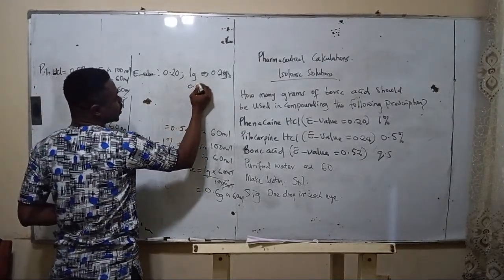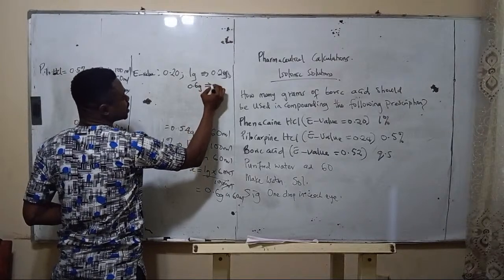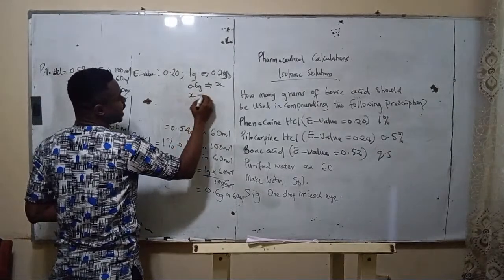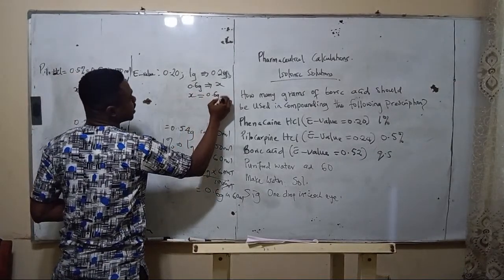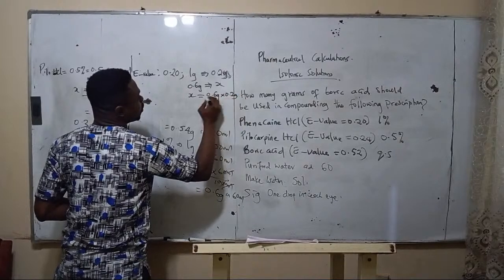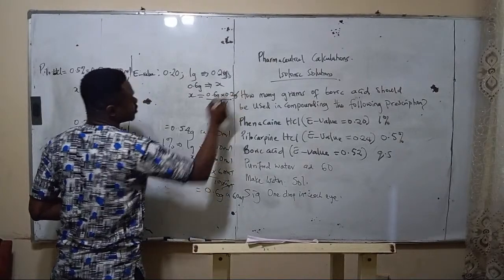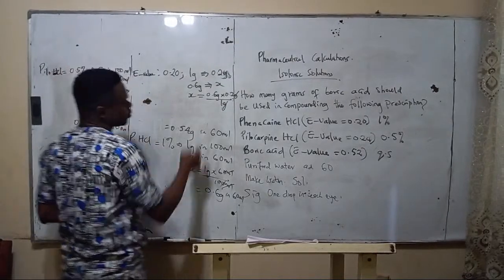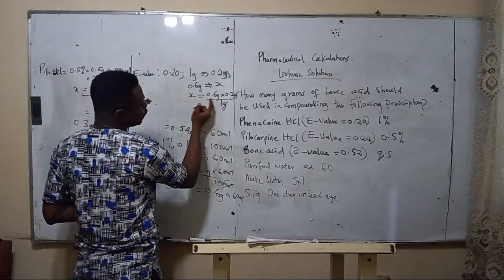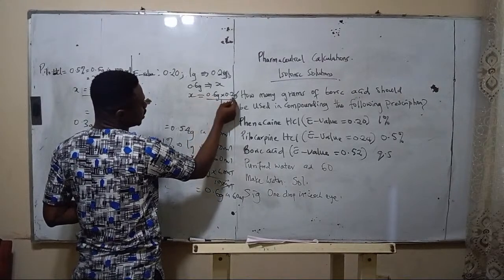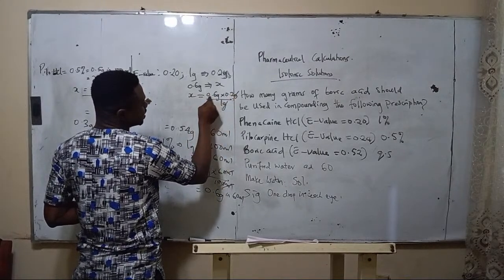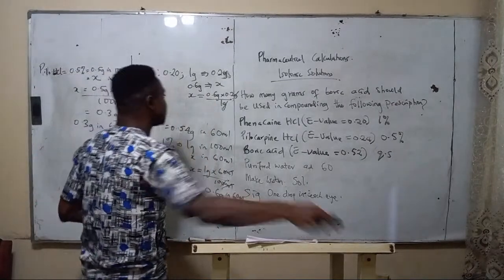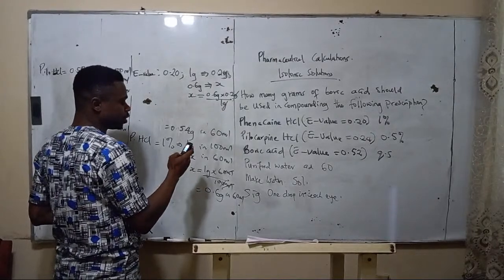Therefore, 0.6 gram of phenacaine has the same tonicity as X gram of what? Sodium chloride. So X is now equal to what? 0.6 gram times 0.2 gram over 1 gram. The gram cancels. 0.6 times 0.2 is what? 2 times 6 is 12, so 0.012, let me confirm.